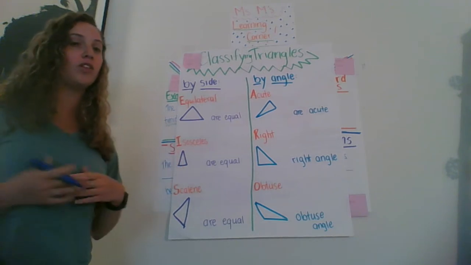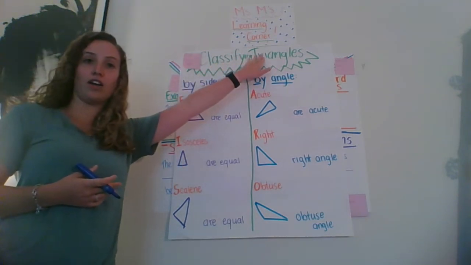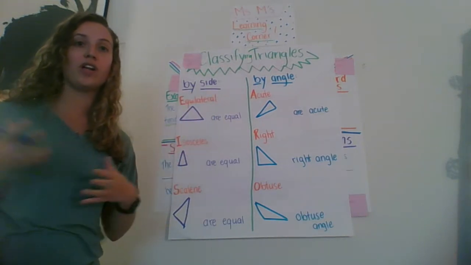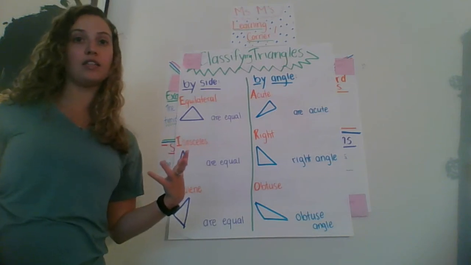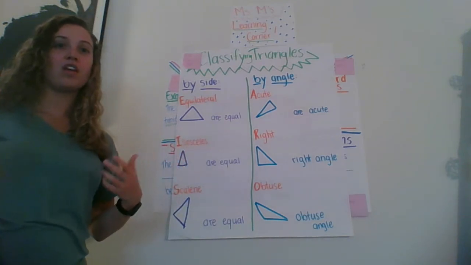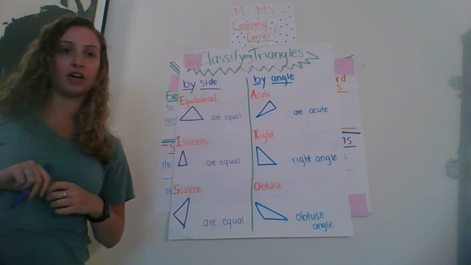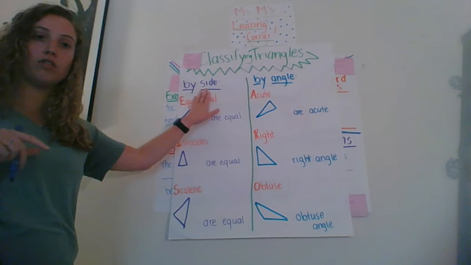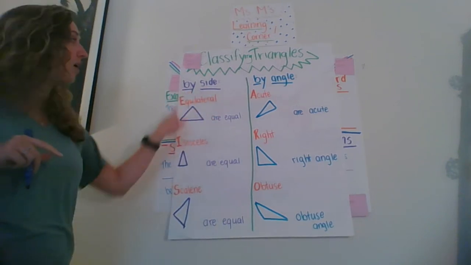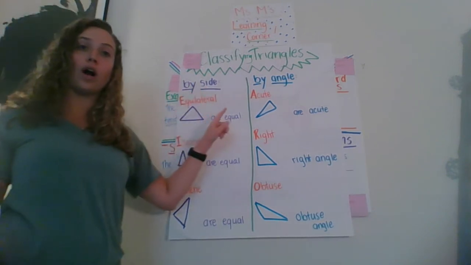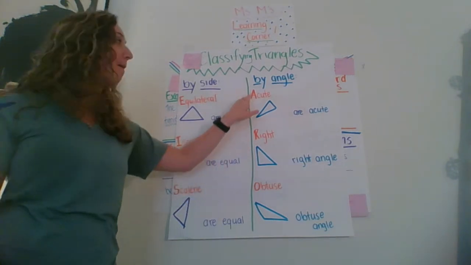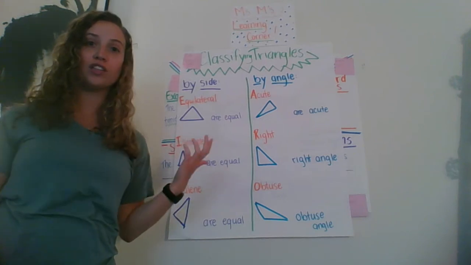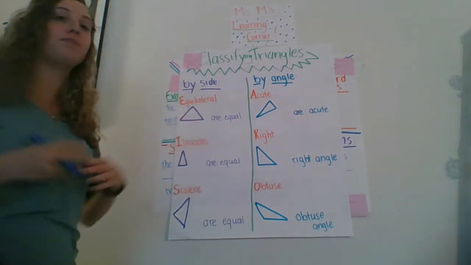So again, today we are looking at classifying triangles. When we're classifying triangles, that means we're looking at what type of triangle it is and how we know that. There are two different ways that we can classify triangles. First, we can look at the sides of a triangle, so we can classify triangles by side, or we can classify a triangle by the angles that we see within the triangle. So first, let's take a look at by side.